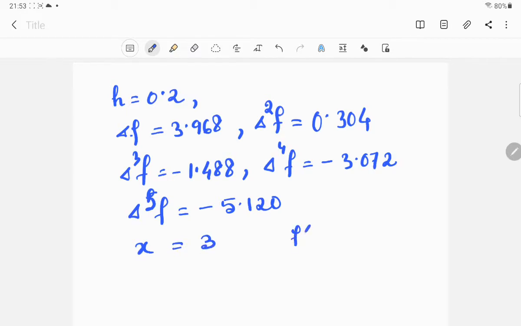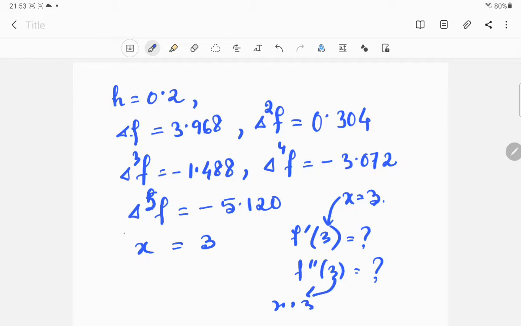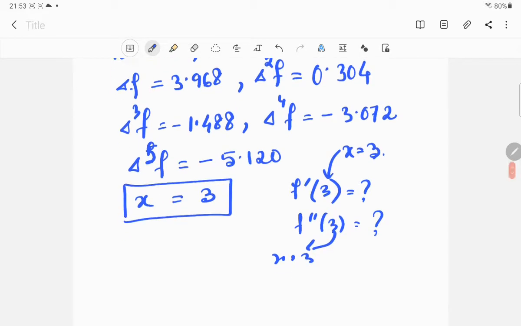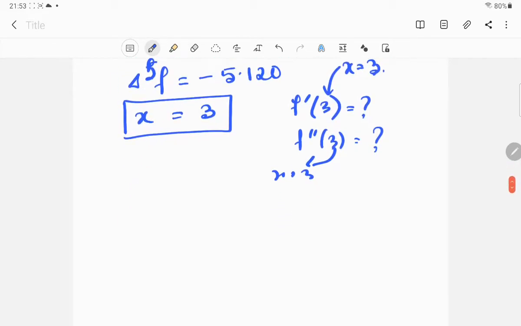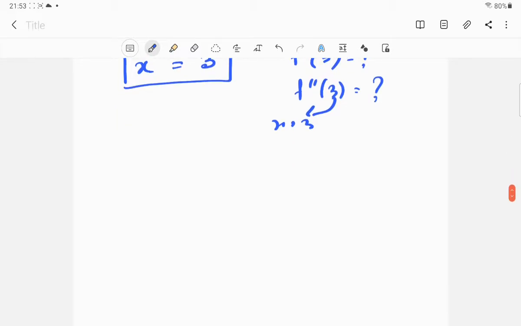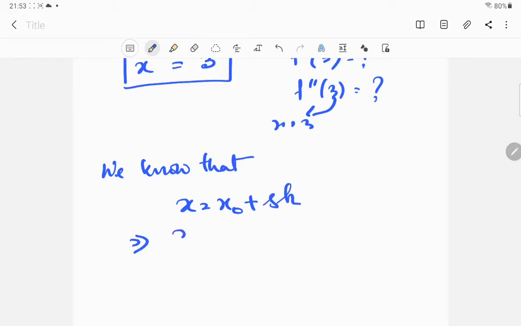Since they are asking what is f dash 3 or f double dash 3, that means here x is equal to 3. So we can easily find out s. For that, as usual, we know that x equals x naught plus sh. So x equals 3.